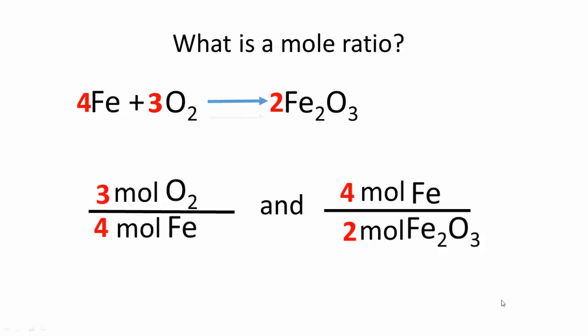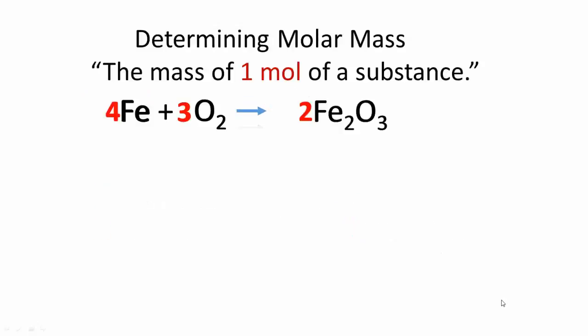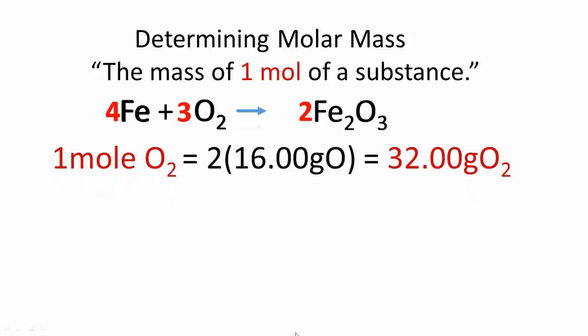So let's get started. To use that mole ratio, we're going to have to be able to convert from grams to moles using molar mass, or moles to grams using molar mass. Molar mass is the mass of 1 mole of a substance. 1 mole of O2 has a mass of 2 times 16 grams of O, or 32 grams of O. Remember, you can find these numbers on your periodic table. The molar mass of something is the atomic mass in grams.